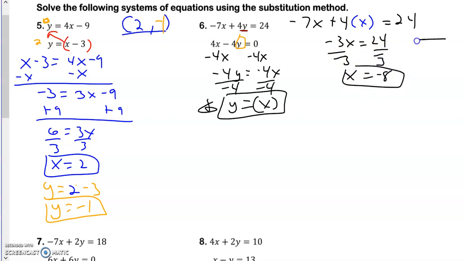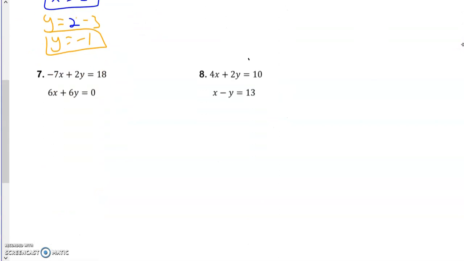So I'm going to come over here. My answer blank is -8. Then I'm going to come down here, and I'm going to just put in -8, and I know y is also -8. So let's do a couple more.